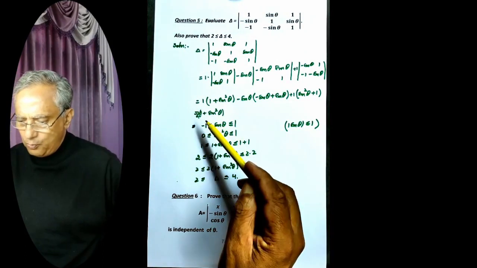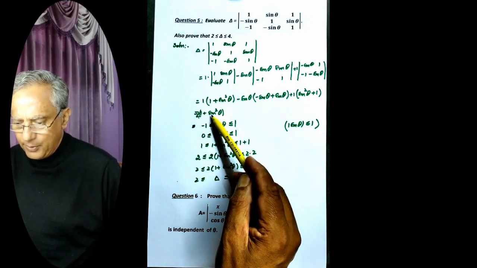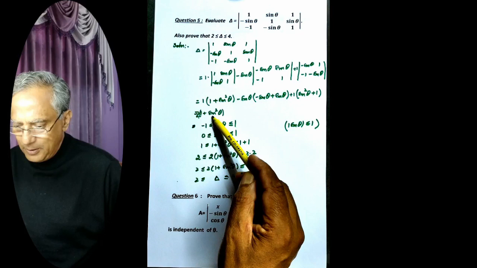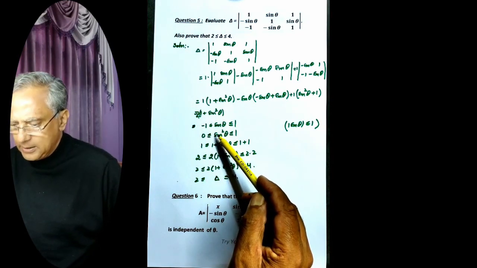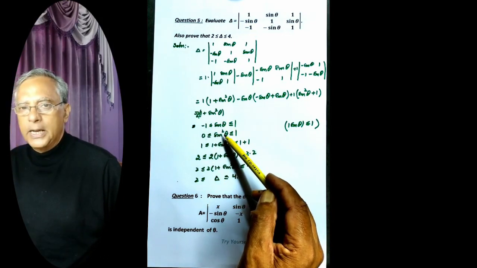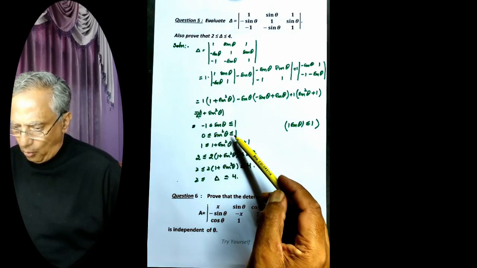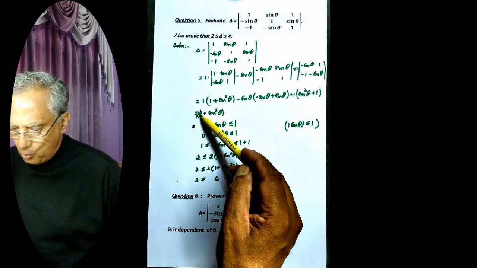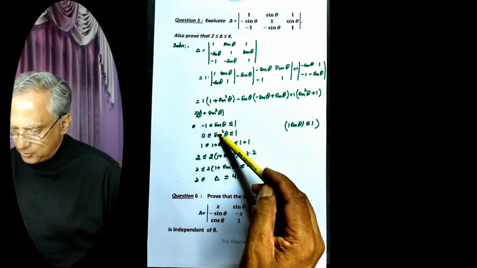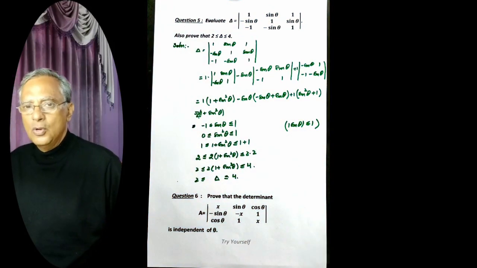Now in order to prove that this lies between 2 and 4, what we do is we start with sine theta. We know that sine theta lies between -1 and 1. Then first step will be squaring. When we square it, square is always positive, and since the values lie between -1 and 1, the square will always lie between 0 and 1. So next step will be we will add 1 and then we will multiply by 2. First is sine theta, sine square theta, add 1, multiply by 2, and we arrive at 2 is less than equal to delta is less than equal to 4.